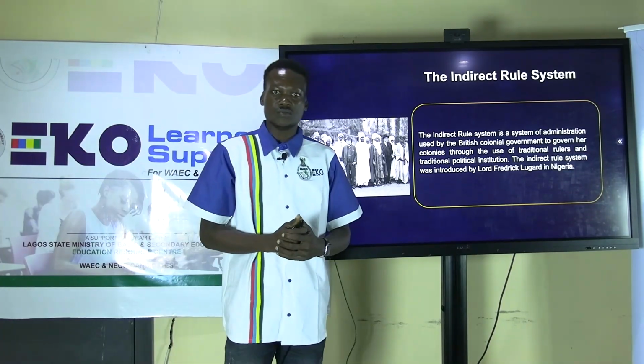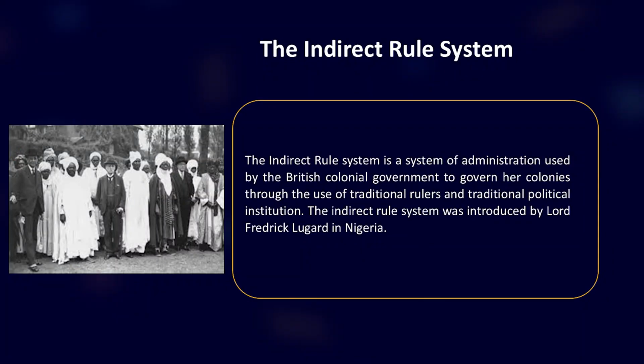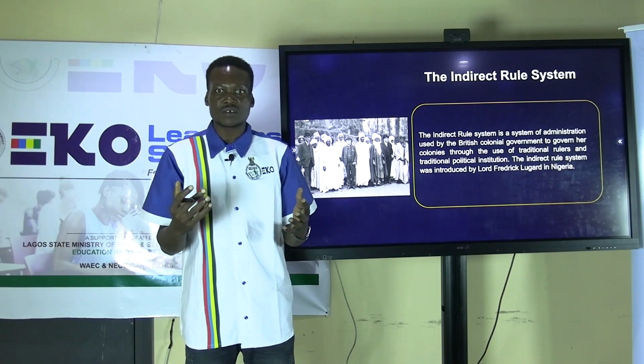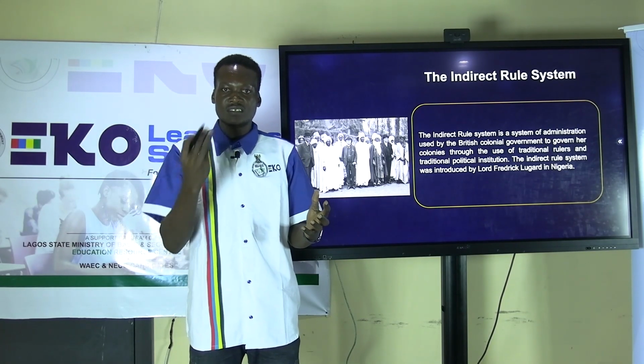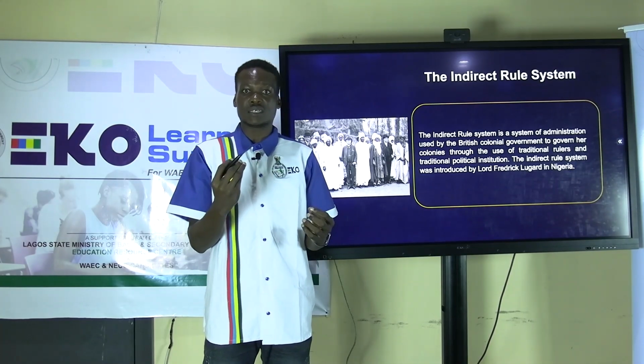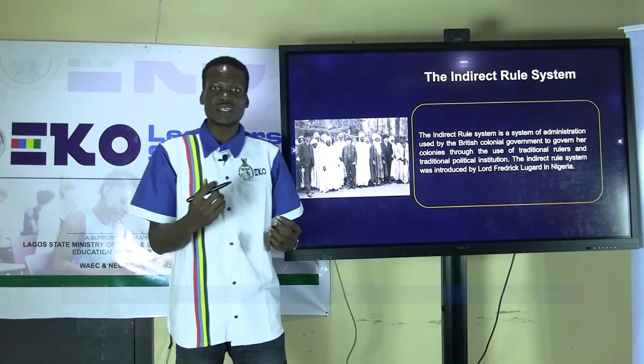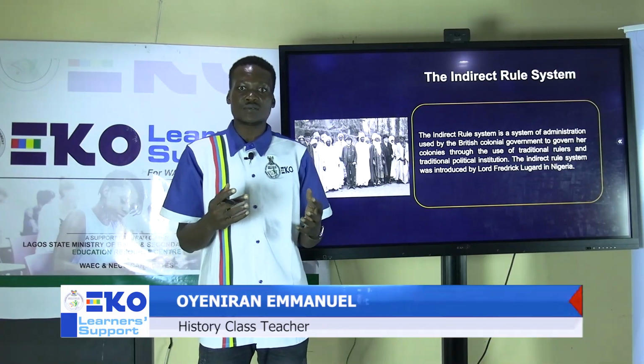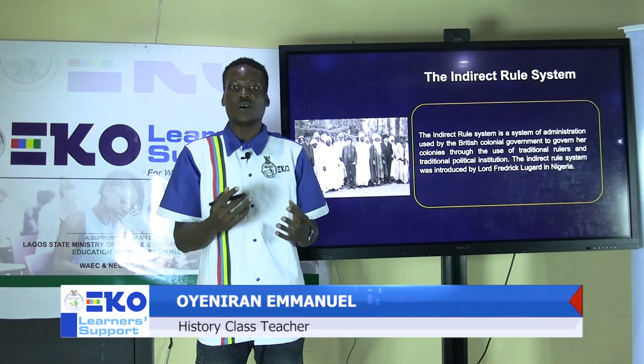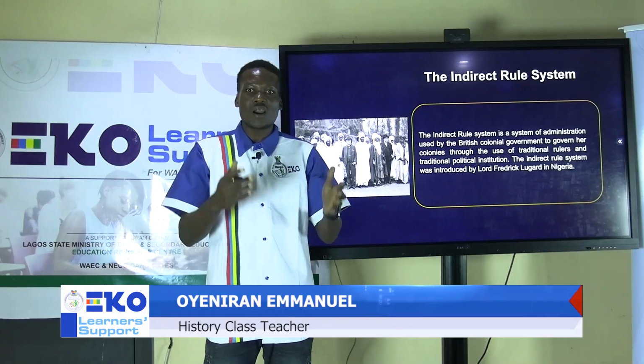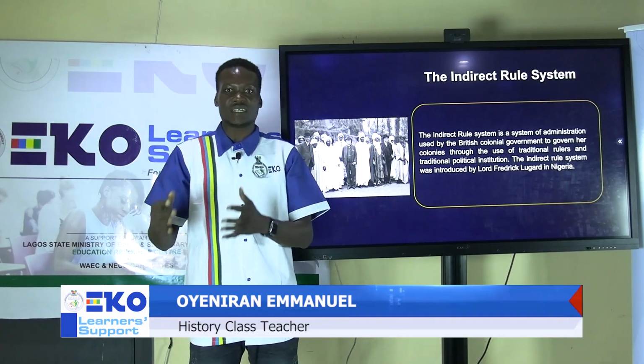What is indirect rule? Indirect rule is a system of government used by the British colonialists to rule over their colonies through the use of the traditional rulers. The traditional rulers are very significant. In fact, we can say that the success of the indirect rule system in Nigeria rested solely on the traditional rulers, who acted as intermediaries.